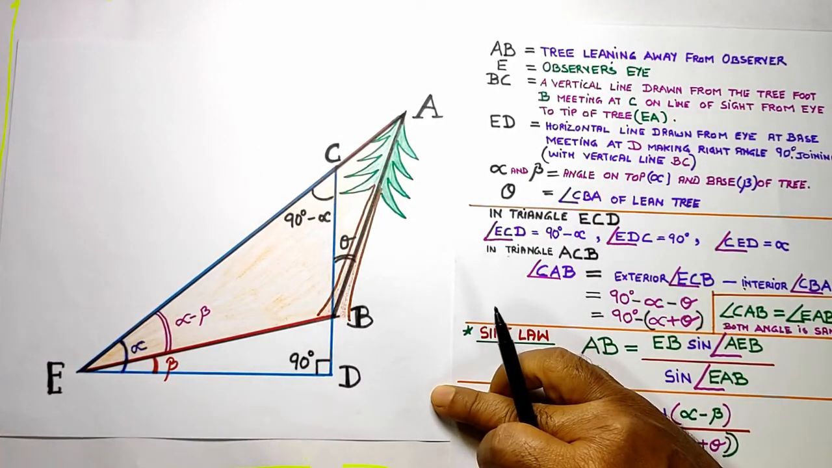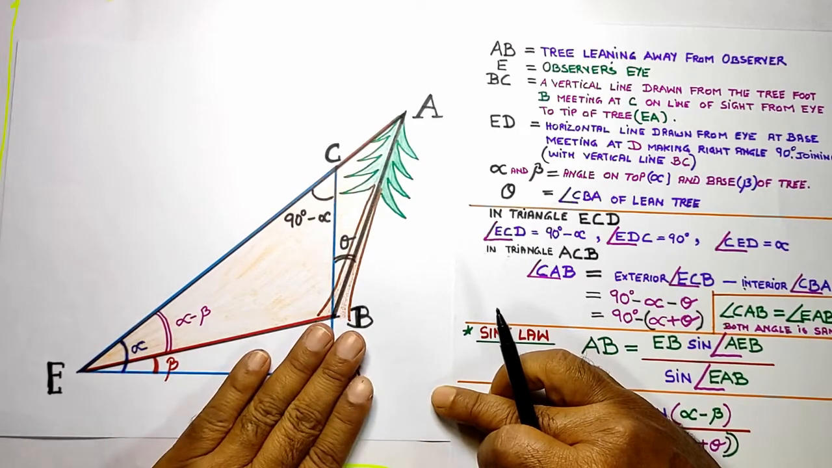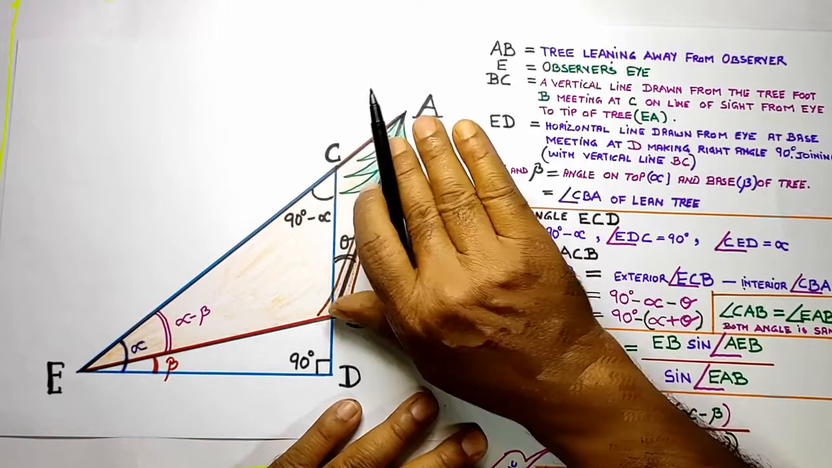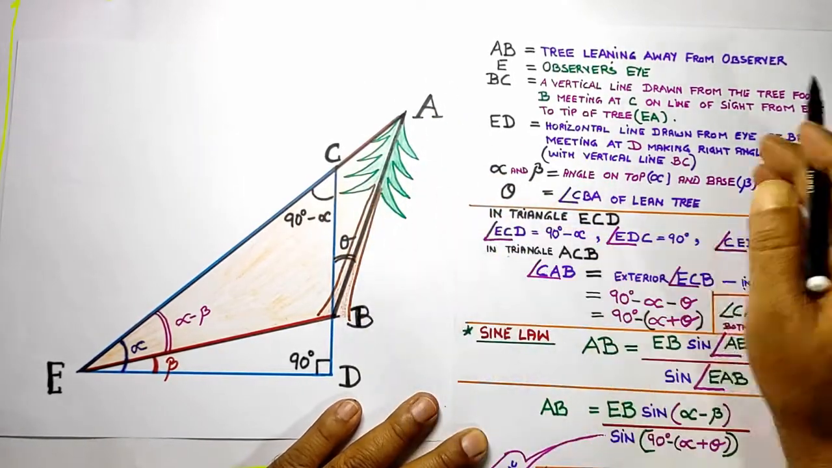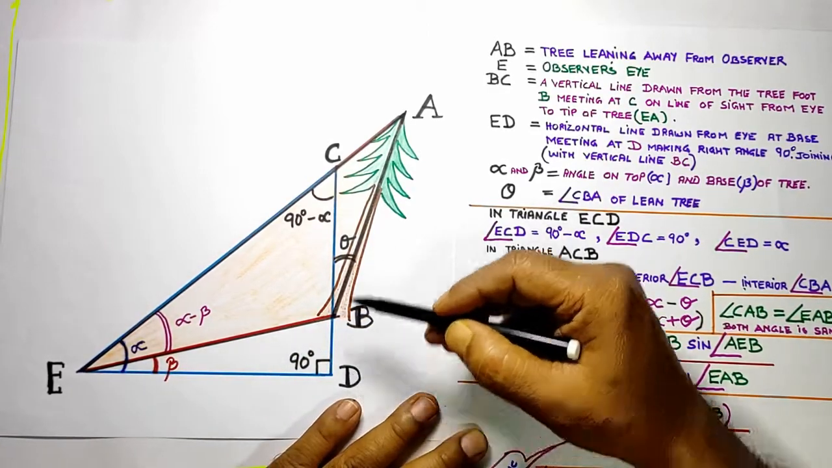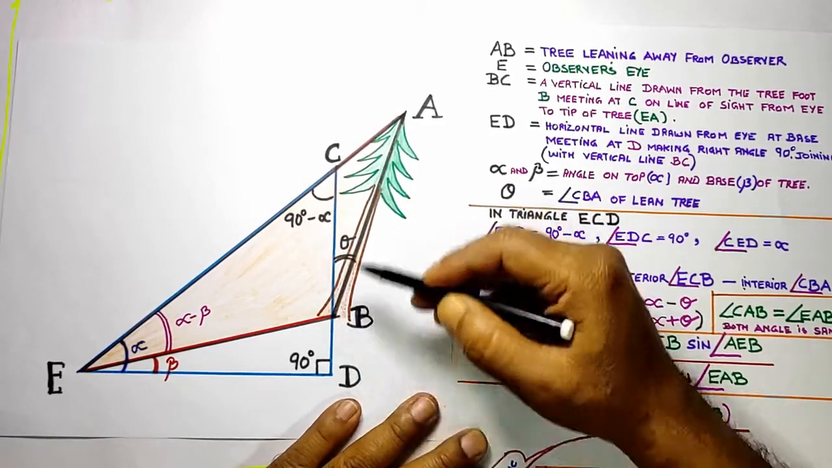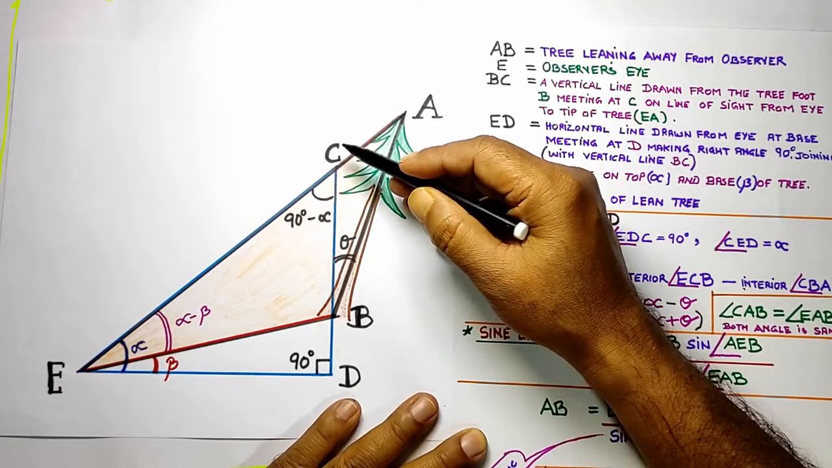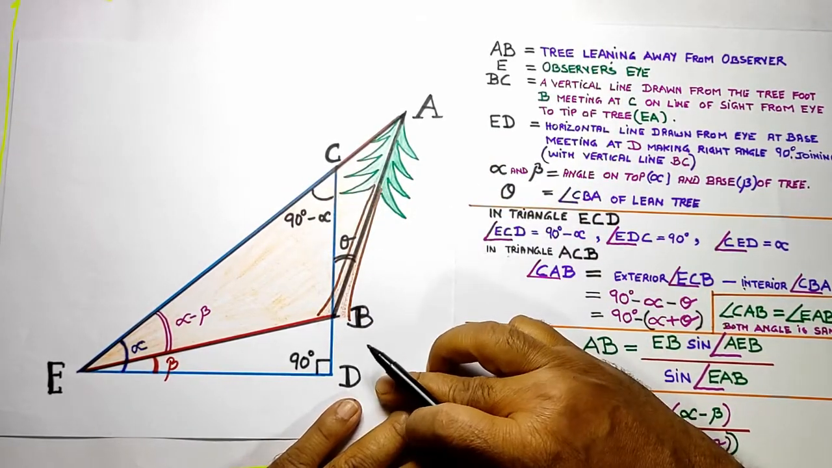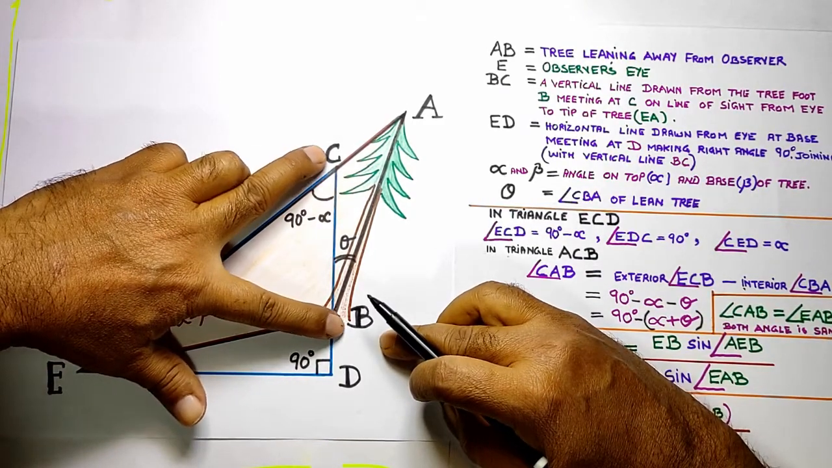So in this case, how to take the height of a tree? Again we'll take the sine method, but before that, we'll understand how to do it. First, AB is the tree leaning away from the observer. E is the observer's eye, and then we have to make a vertical line starting from C. We have to make it 90 degree. We can see this vertical line, either we can say BC or DC.